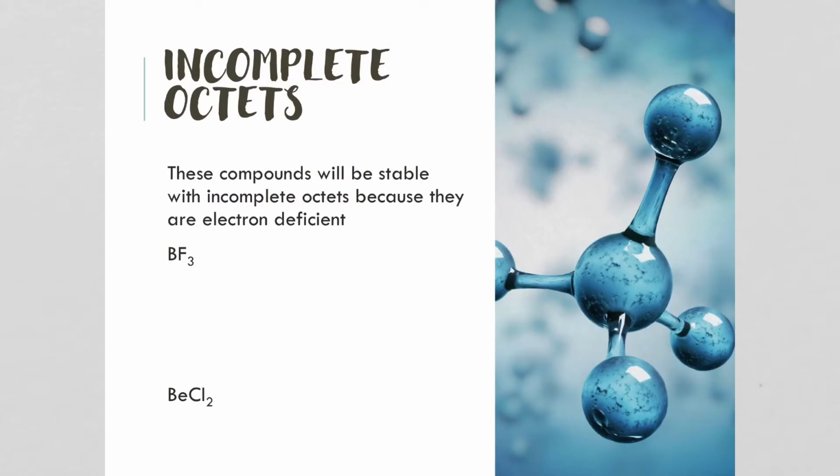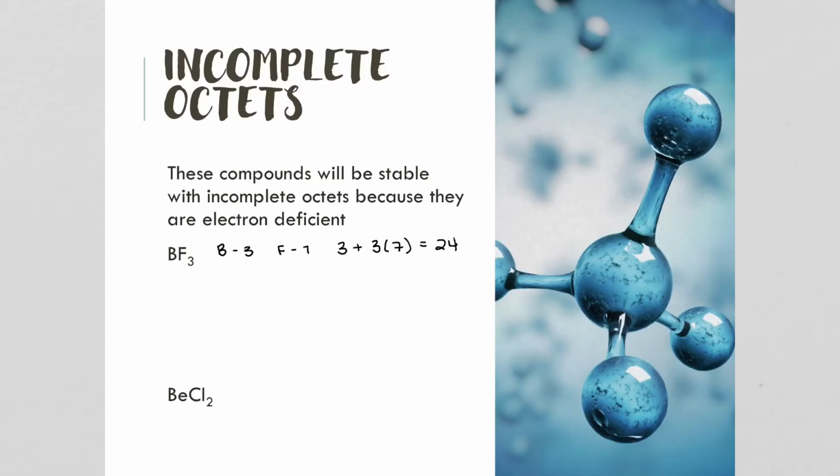So first of all, we have compounds with incomplete octets. So these compounds will be stable with incomplete octets because they are electron deficient. So we look at boron trifluoride. We have boron having 3 electrons and each fluorine has 7. So we have 3 plus 3 times 7. So that's going to be 24 electrons to distribute.